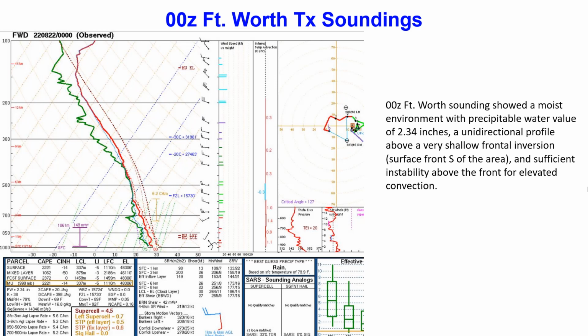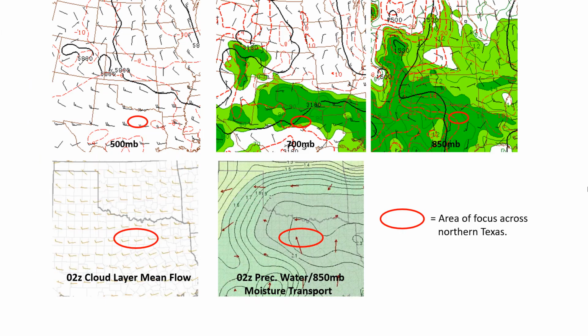Weak flow aloft supported fairly slow storm motion. For this summertime event, there was not much in the way of dynamic support for storm development. However, there was a warm front at 850 millibars, along which air was converging, and along which there was an axis of anomalously high precipitable water values. Cloud layer mean flow was weak, suggesting very slow storm motion would result.